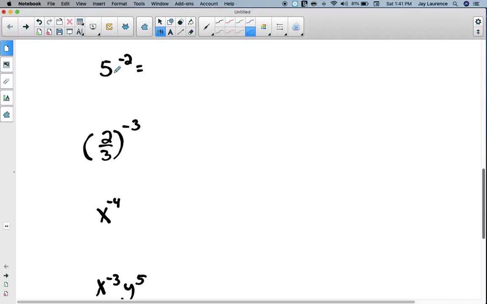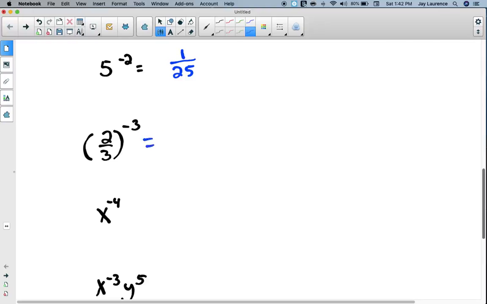All right, here come my answers for these 4. So I'm going to have 5 squared is 25, so this must be 1/25. Now, this one here will show you why I didn't say a negative exponent means make a fraction. It doesn't mean make a fraction.